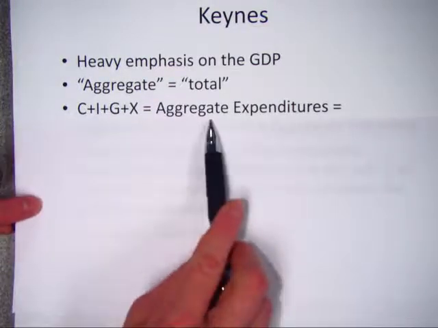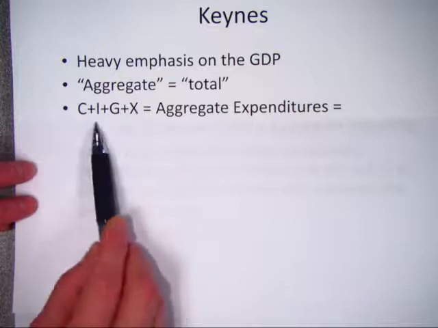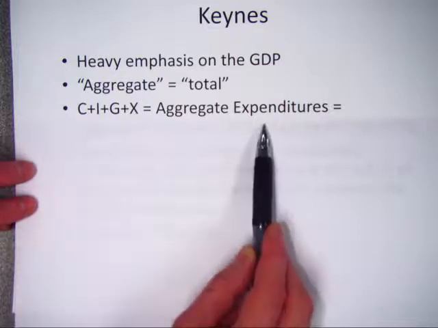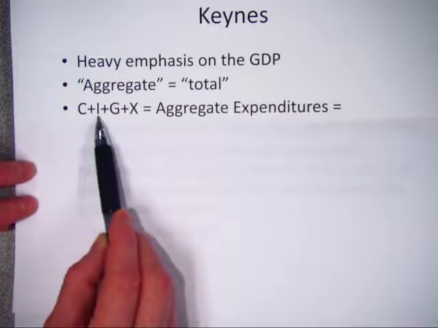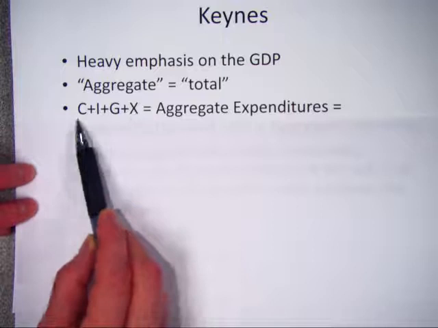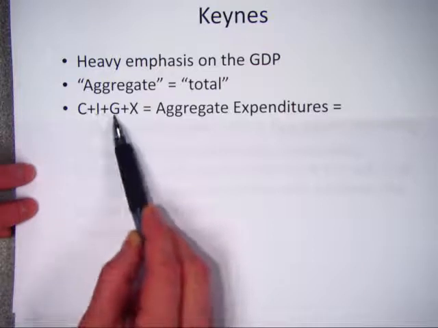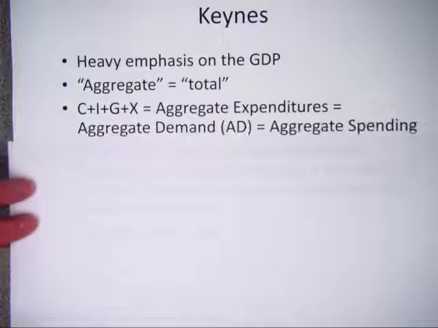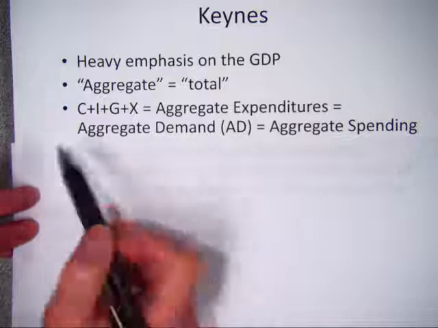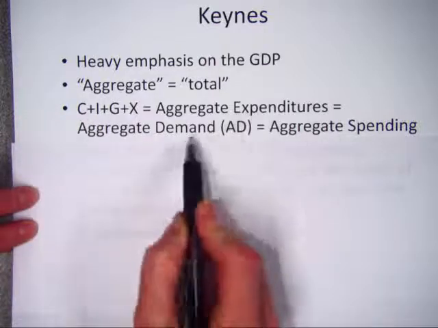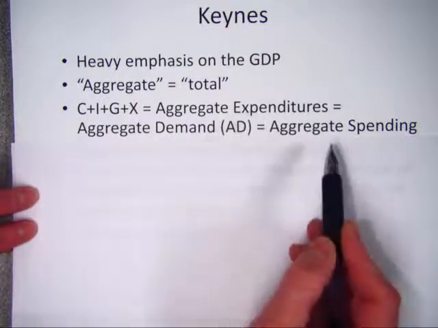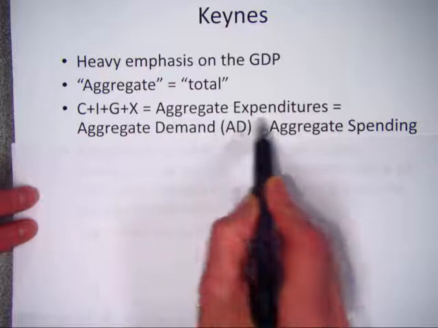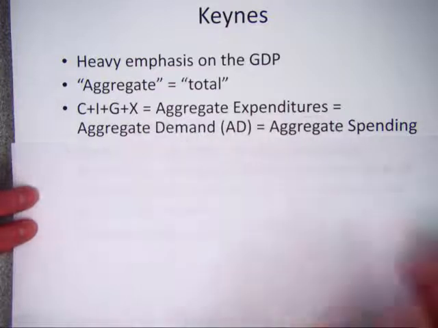Aggregate means total. And this is the gross domestic product as calculated through the expenditure approach. So C plus I plus G plus X. Consumption plus investment plus government spending plus net exports equals aggregate expenditures is equal to aggregate demand, aggregate spending, and that GDP. Okay? Generally speaking, though, although these are synonymous, aggregate expenditures, aggregate demand, and aggregate spending, we're mostly just going to be referring to that as aggregate expenditures.